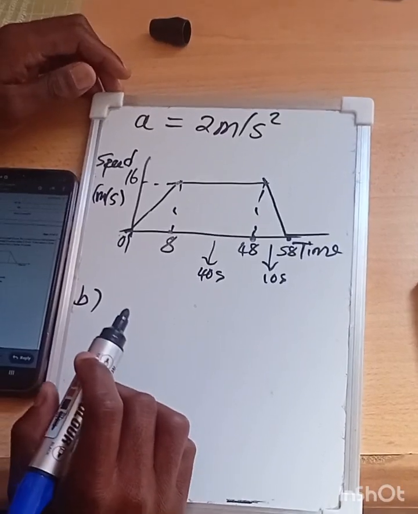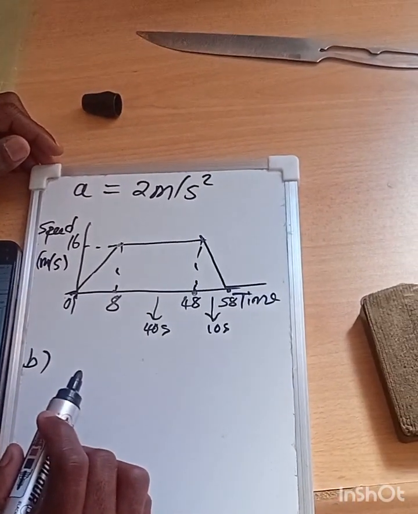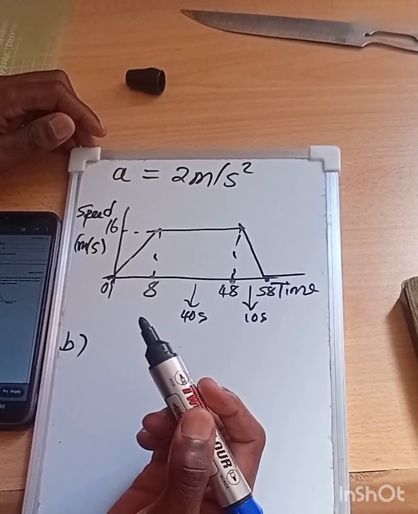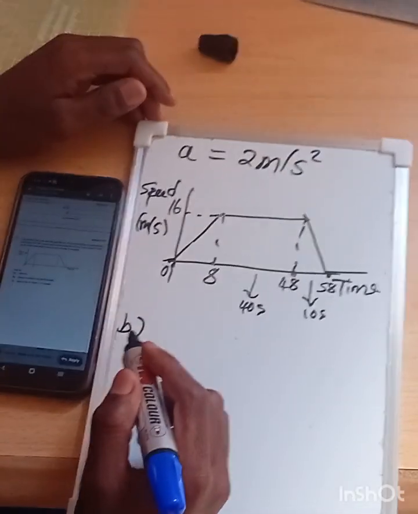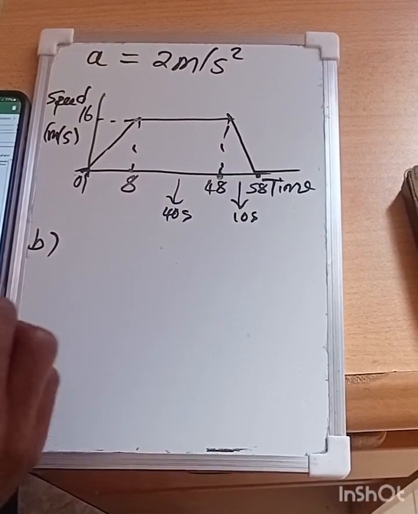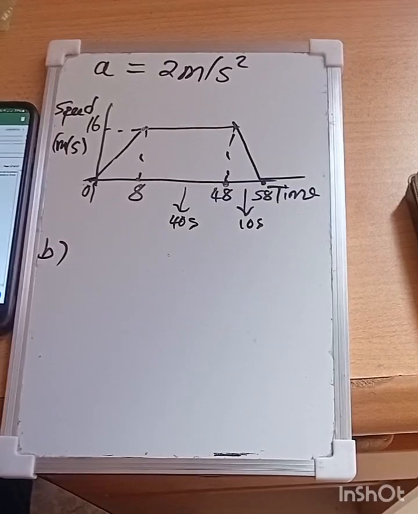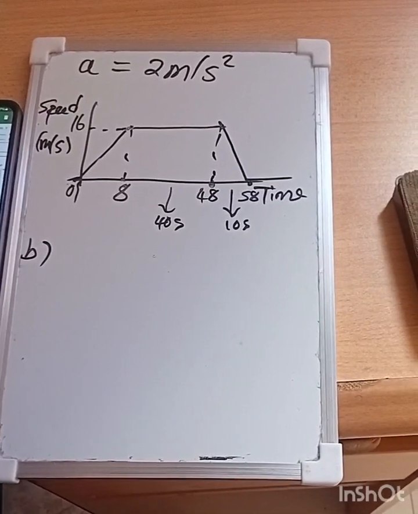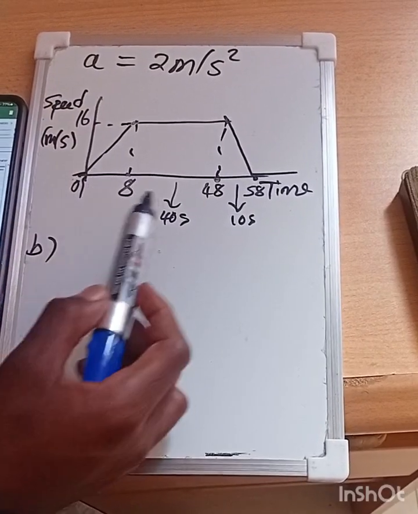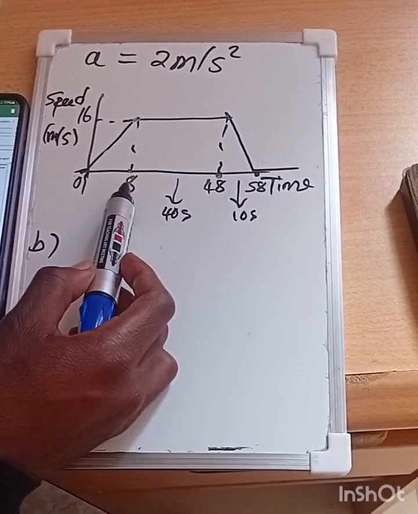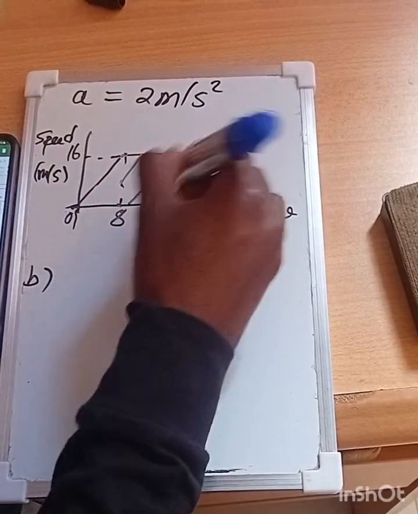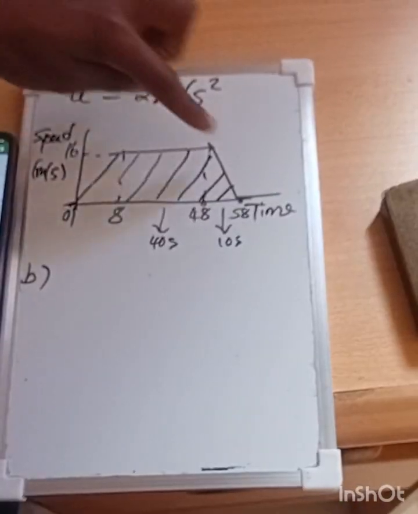So B, they want us to find the distance traveled in the last 50 seconds. What you need to understand is distance is simply the area under the graph. So they're saying the last 50 seconds. From here, this is the first 8, then the last 50, this is 58. 58 minus 8, you get 50. So the last 50 seconds is this portion here. So we find the area under this part.